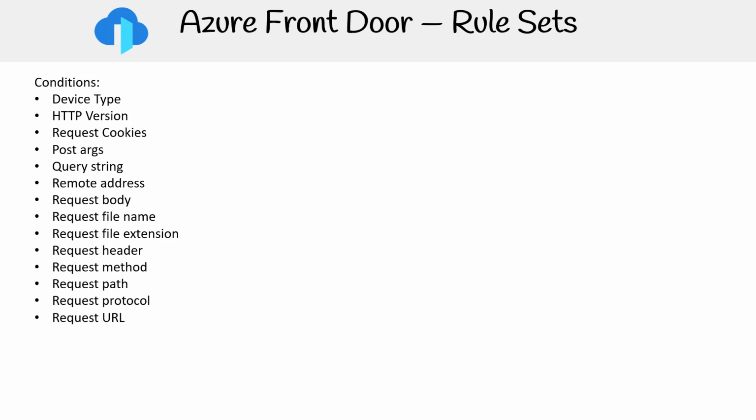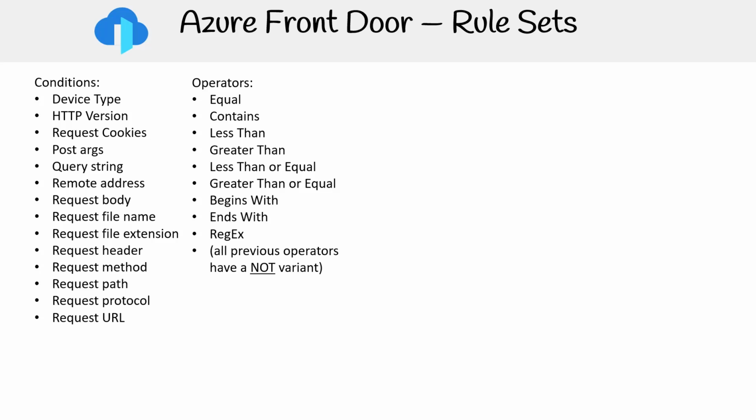Some of the available conditions include device type, HTTP version, and request cookies. It also examines post args, the query string, and the remote address of the requester. Details like the request body, request file name, request file extension, and request header are scrutinized. Furthermore, the request method, request path, request protocol, and request URL are taken into account during processing.